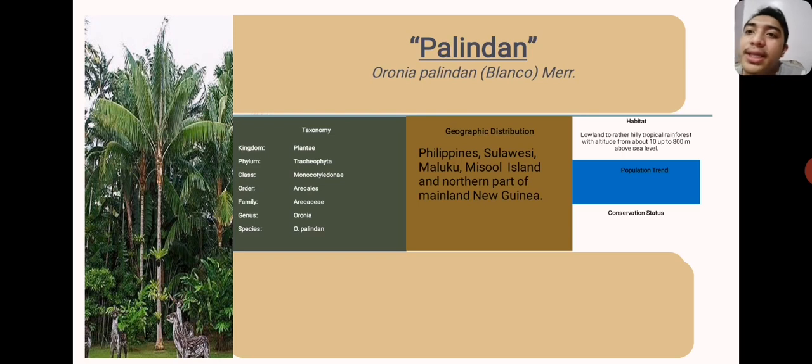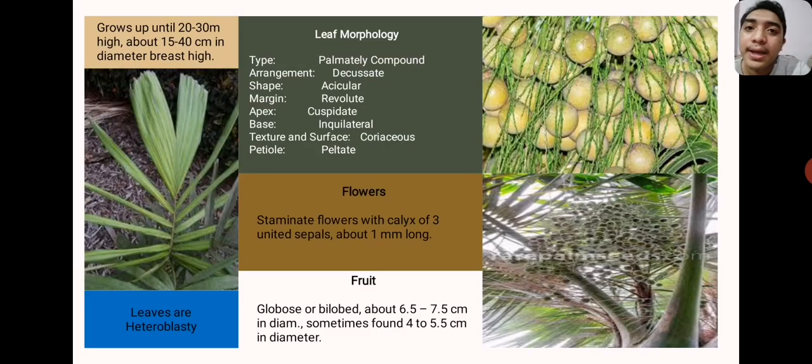Next, Palindan or Orania palindan. Taxonomy: Plantae, phylum Tracheophyta, class Monocotyledonae, order Arecales, family Arecaceae, genus Orania, species O. palindan. Geographic distribution: Philippines, Sulawesi, Malacca, Misool Island, and northern part of mainland New Guinea. Habitat: lowland to rather hilly tropical rainforest with altitude from about 10 up to 800 meters above sea level. Population trend and conservation status, I didn't find any information.